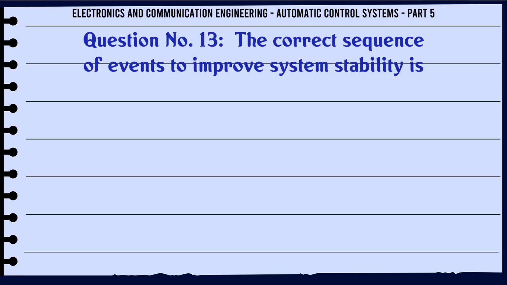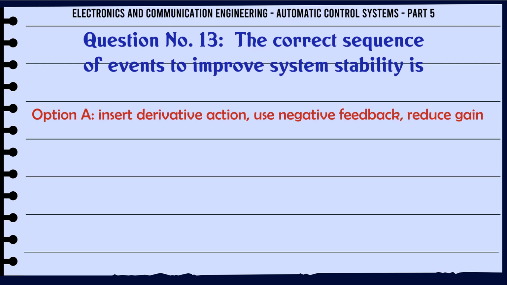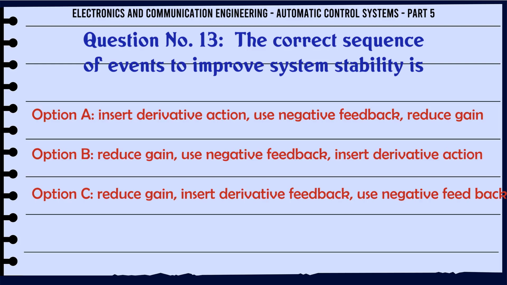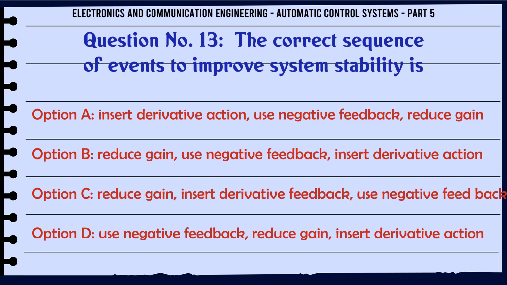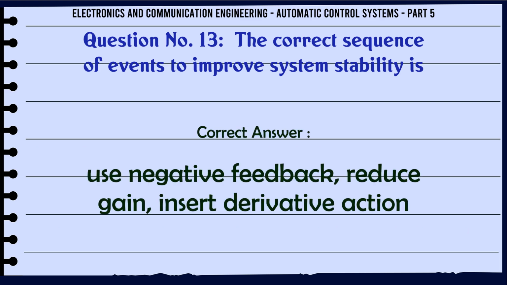The correct sequence of events to improve system stability is A. Insert derivative action, use negative feedback, reduce gain, B. Reduce gain, use negative feedback, insert derivative action, C. Reduce gain, insert derivative feedback, use negative feedback, D. Use negative feedback, reduce gain, insert derivative action. The correct answer is use negative feedback, reduce gain, insert derivative action.